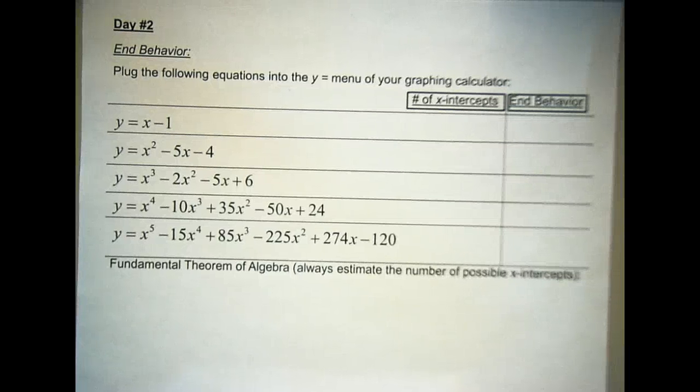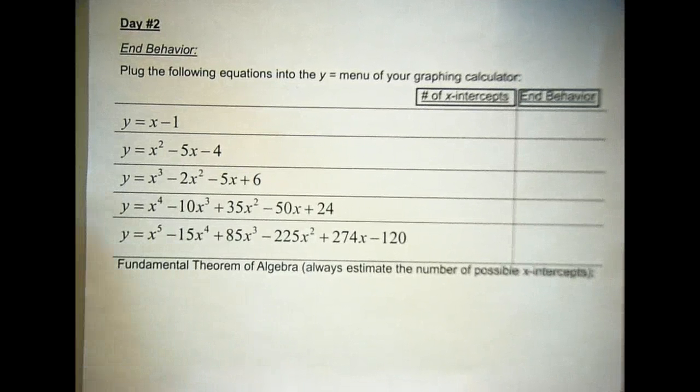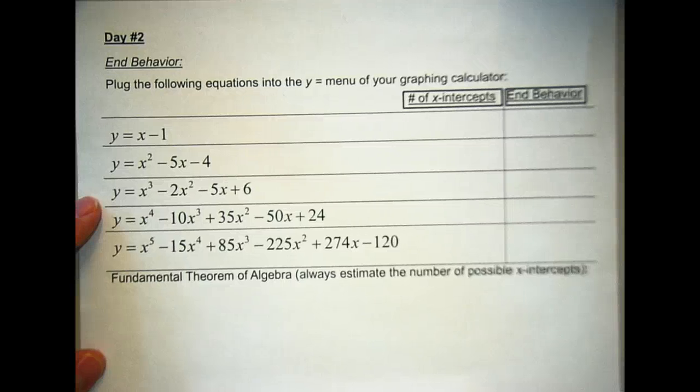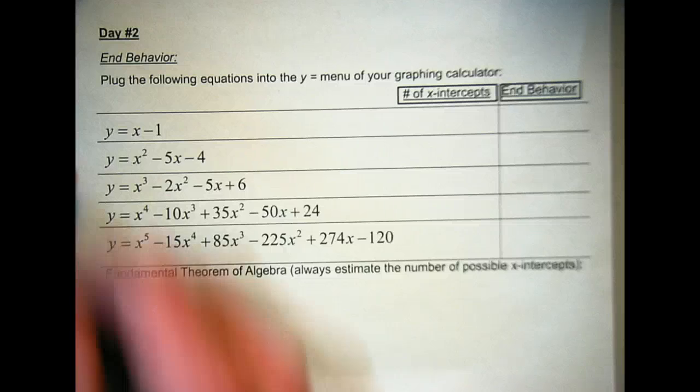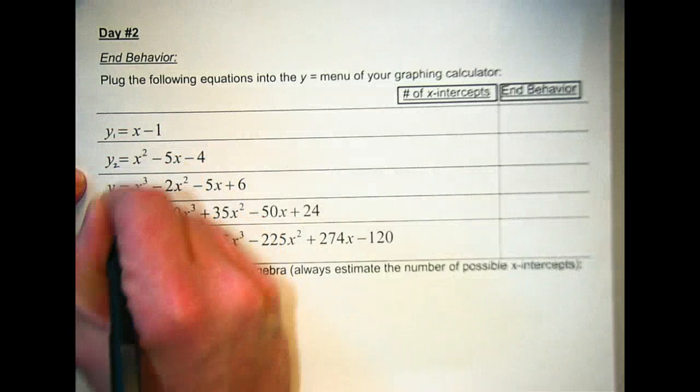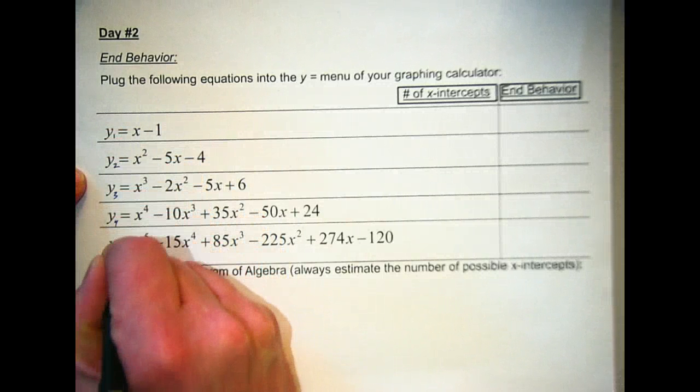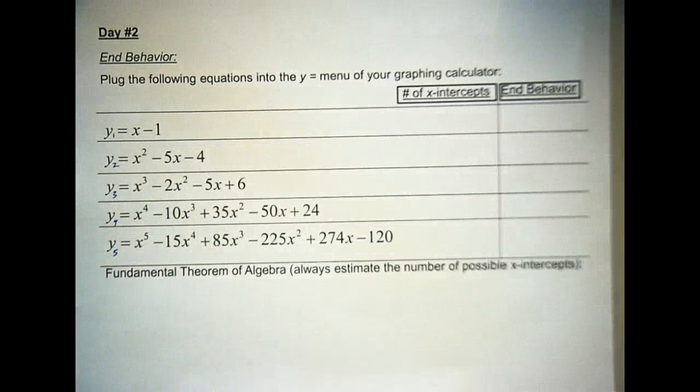All right, so today is day 2 on 6-2, and we're going to talk about graphs and how to look at equations, figure out what the graphs look like at the ends of the graphs, and what your x and y intercepts will be. So get those 5 things put into your calculator. This would be like y1, y2, 3, 4, and 5.